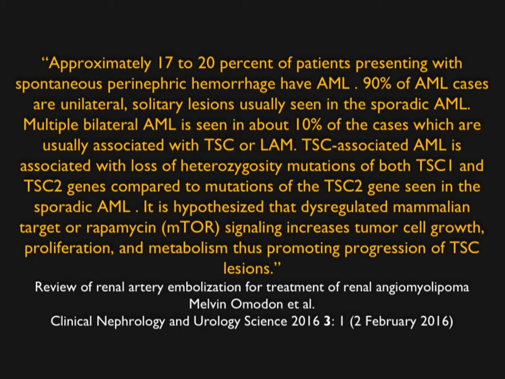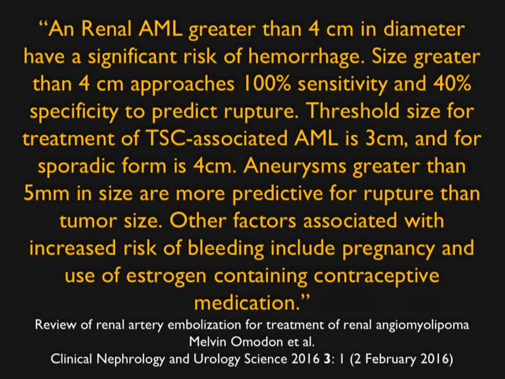It's more likely to bleed in patients with tuberous sclerosis than a sporadic. In terms of risk, AMLs over 4 cm have a higher risk of bleeding. Size greater than 4 cm approaches 100% sensitivity and 40% specificity to predict rupture. Now, again, we said that the lesions that occur in patients with tuberous sclerosis are more aggressive, and so those are the ones where you treat at 3 cm while the sporadic is 4 cm.